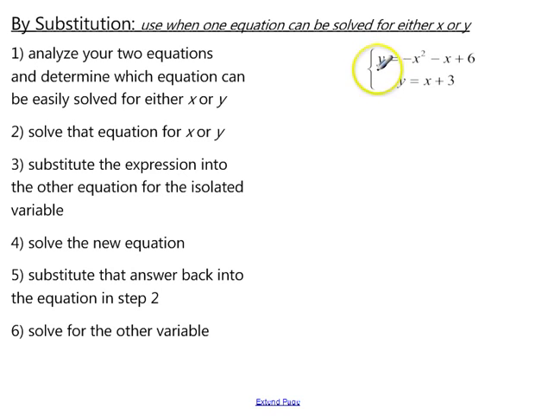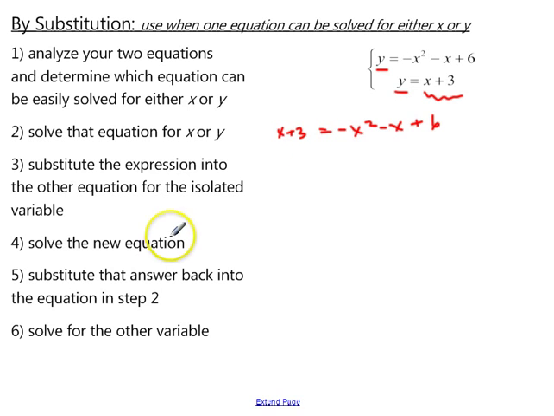When you look at your 2 equations, they're actually both solved for y, which is good for us because then step 2 actually doesn't matter. It says solve that equation for that variable, but in our case they're both already solved. So we want to substitute the expression into the other equation for the isolated variable. So this is what we're going to do. We're going to take this expression and substitute it in for y in the first equation. So we're actually going to set them equal to each other. X plus 3 is equal to negative x squared minus x plus 6.